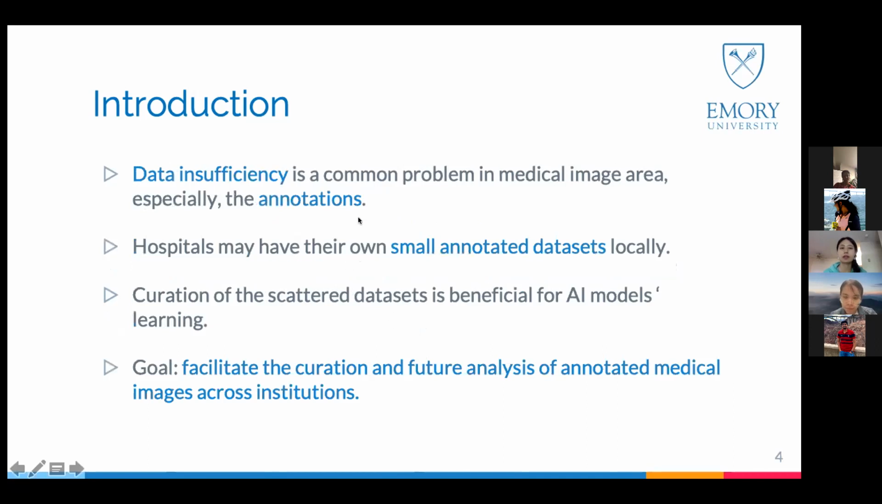But we often have a data insufficiency problem, because in the medical area, especially for the annotations, those annotations are really hard to get because we may need a lot of energy and cost and human involvement. So we often have this problem, and if we can solve it, that will be great. Usually, as deep learning becomes more and more popular, some hospitals also have their own small annotated datasets locally. If we can curate such scattered datasets, it will be very beneficial for current deep learning or AI model learning. So my goal is to facilitate the curation and future analysis of the annotated medical images across different institutions.